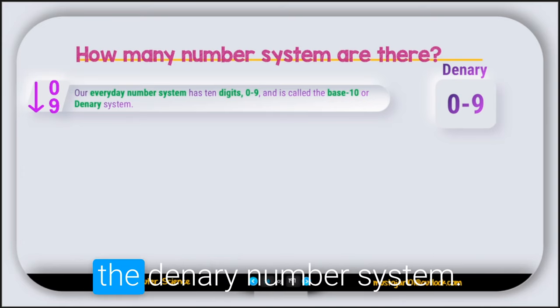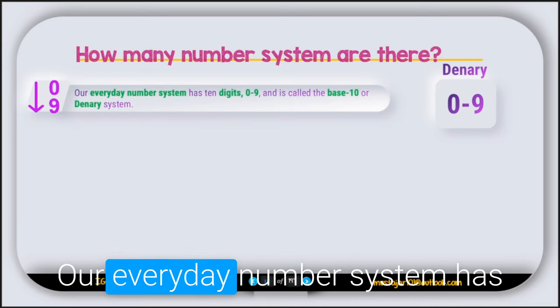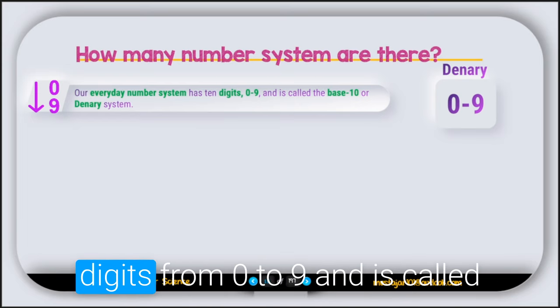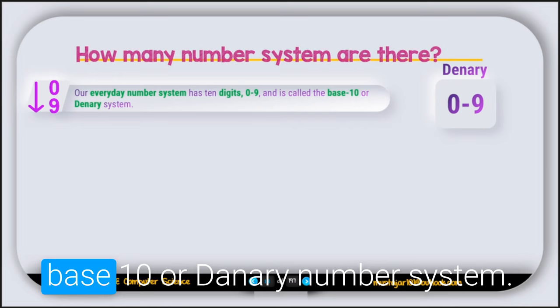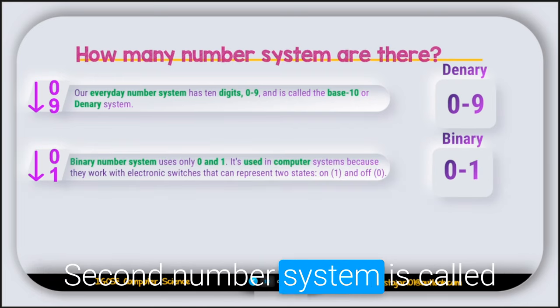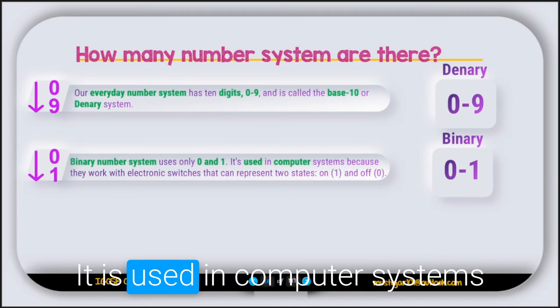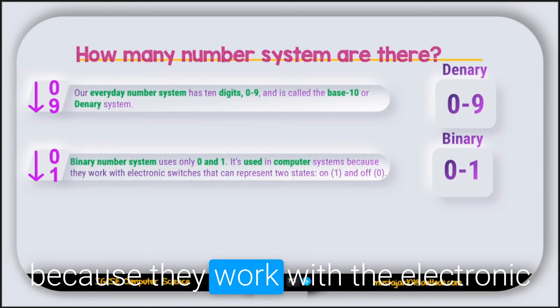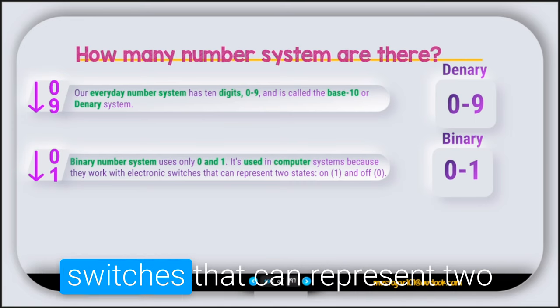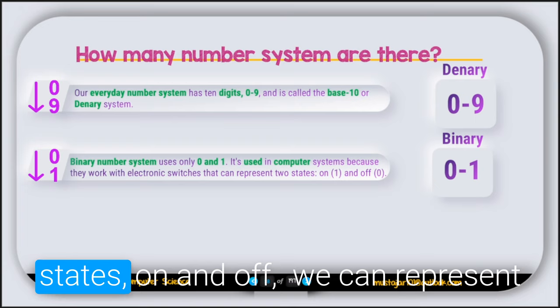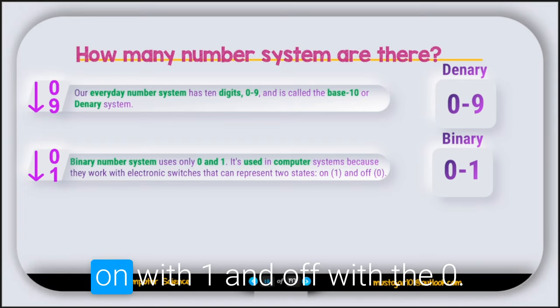The first number system is called the denary number system. Our everyday number system has digits from 0 to 9 and it's called base 10 or denary. This is the first number system. The second is called the binary number system. Binary uses only 0 and 1. It is used in computer systems because they work with electronic switches that can represent two states, on and off. We can represent on with 1 and off with 0.